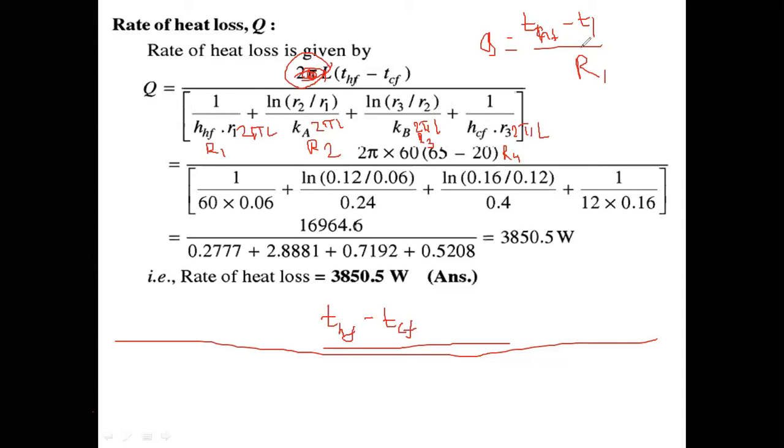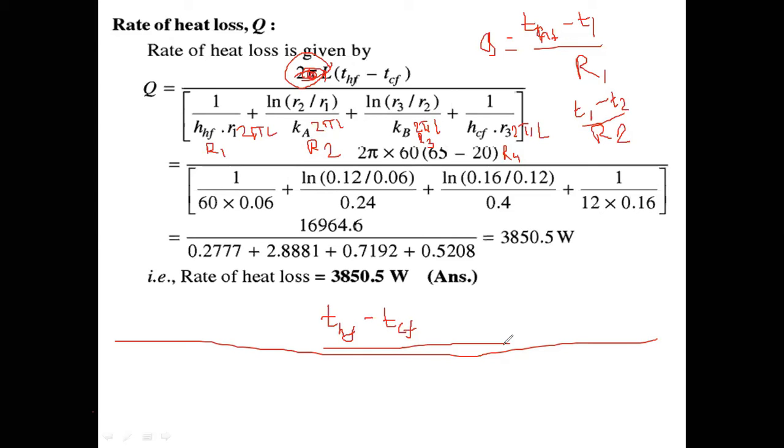Similarly, if you know T1, similar for this case, Q equals to কি হবে T1 minus T2 divided by R2. So you know the R2 equals ln R2 by R1 divided by Ka into twice pi L. Okay, so from this you calculate T2. Next you find out the T3. In this way you can find out all the intermediate temperatures. Clear?